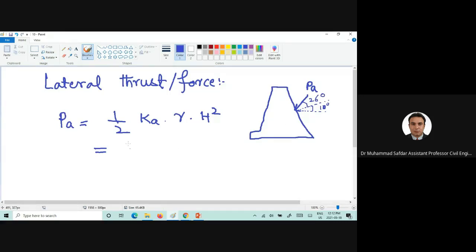So use this equation where we have the value of Ka, 0.48, and how about the unit weight? What's the unit weight of the soil? Sir, 18. 18, okay. And the height of the retaining wall? 6 meters. This is 6 meter. So give me this value, the lateral thrust or the force value.